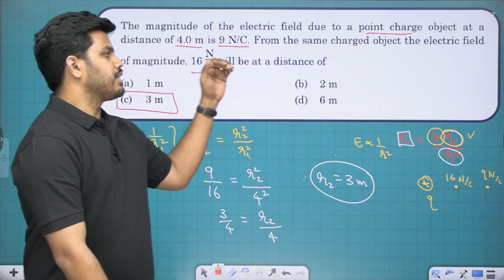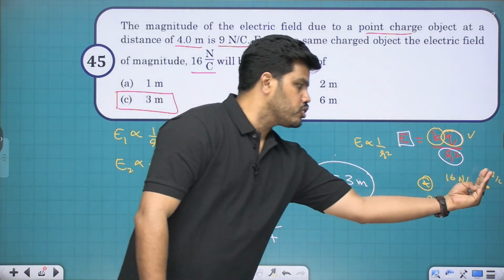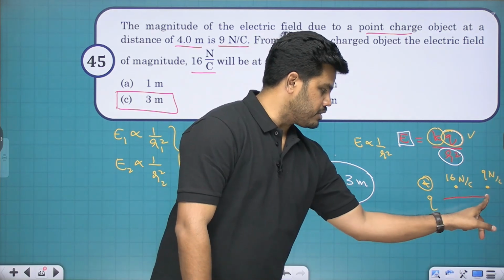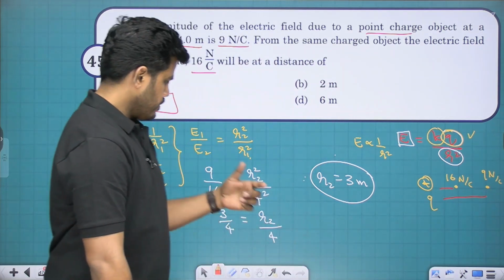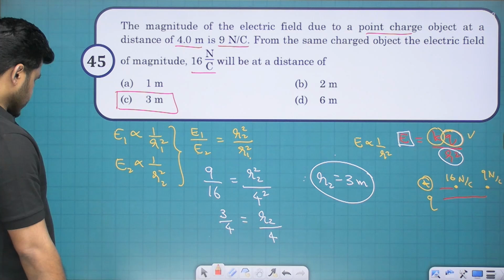Okay, so electric field, as we expected, we came closer. Before it was 4 meters, now it is only 3 meters. Okay, fine. Moving on to the next.